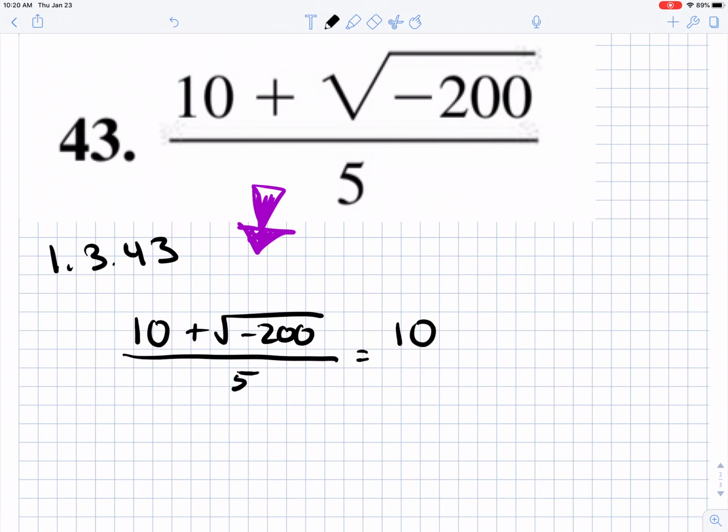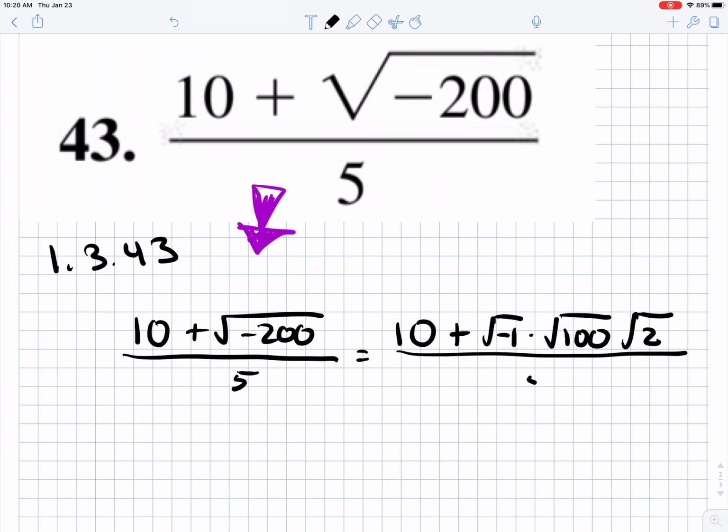The 10 is just going to carry over. The square root of negative 200 is the same as the square root of negative 1 times the square root of 200. 200 is what? 2 times 100? So I'm going to say the square root of 100 times the square root of 2. So I have a perfect square, divided by 5.